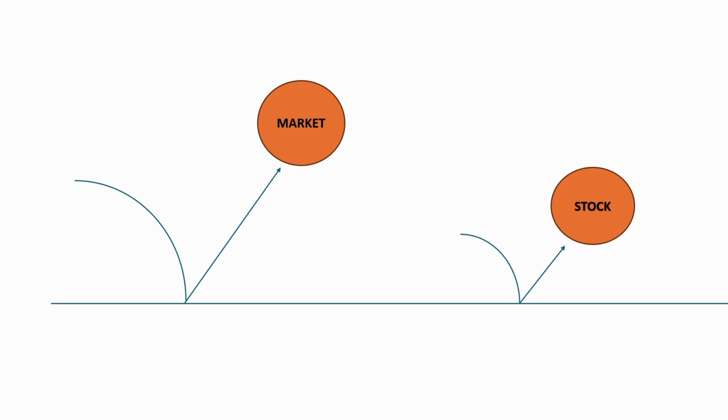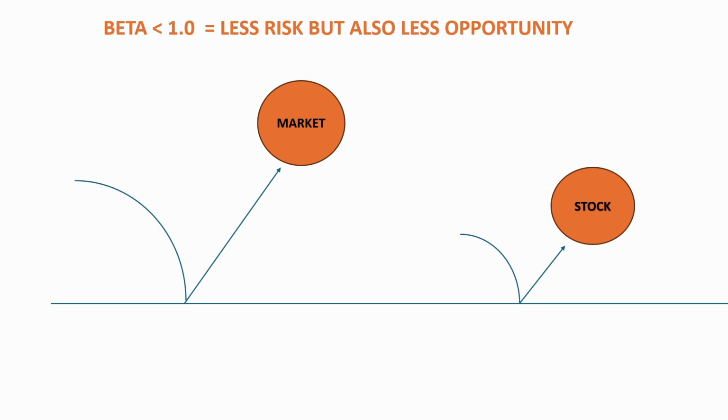Now let's look at another example. You bounce two balls again. This time the market bounces up high, and then the stock doesn't bounce up as high. And maybe, in this example, it may not bounce up at all. It may just stay flat on the ground. That means it's a market beta of less than 1.0. It means less risk, but also less opportunity in terms of trading with the market.